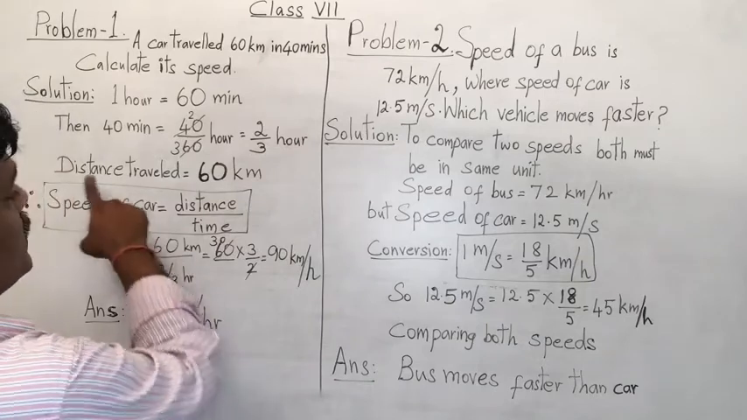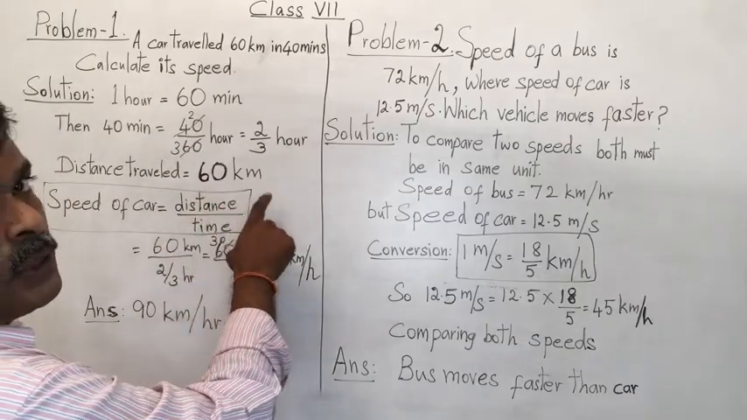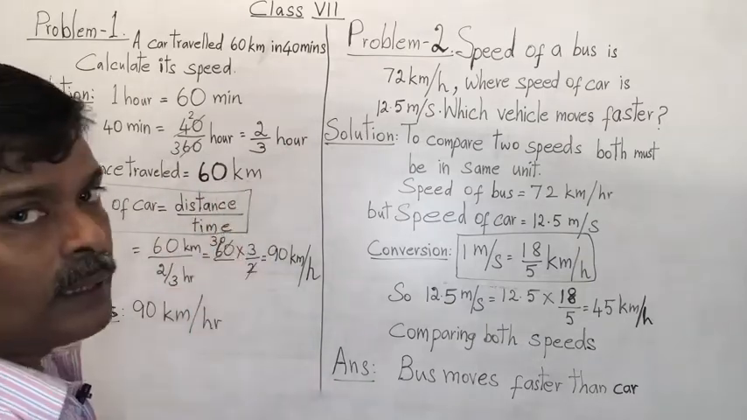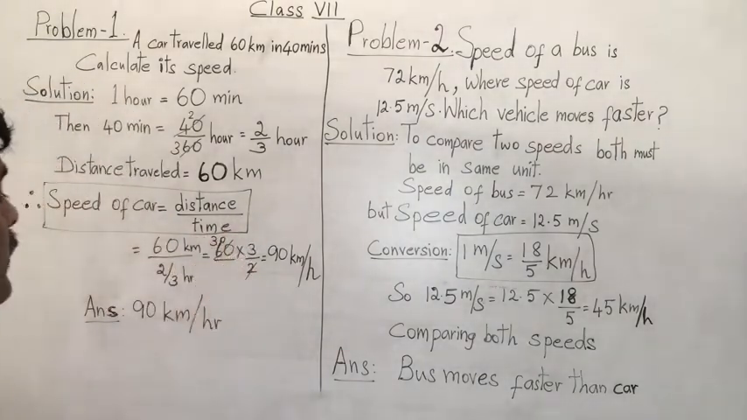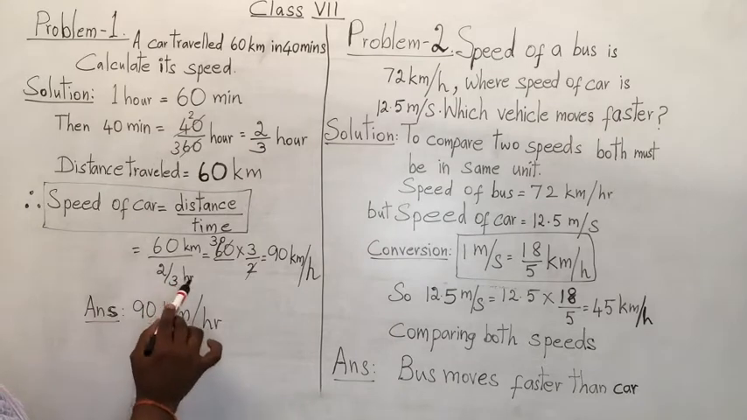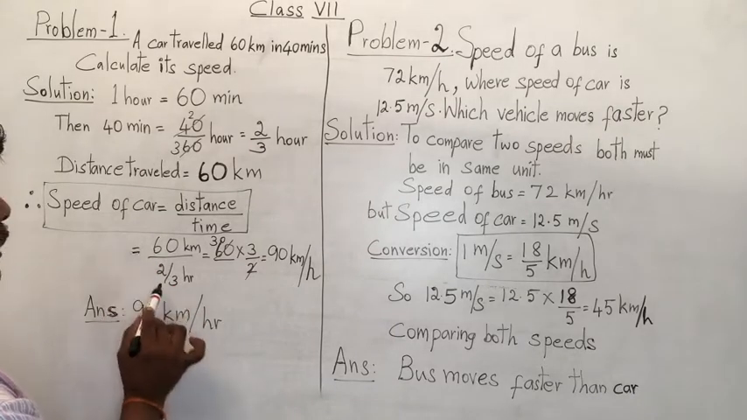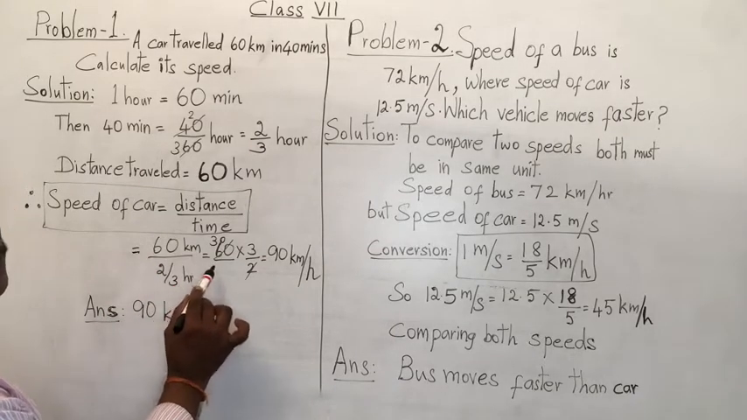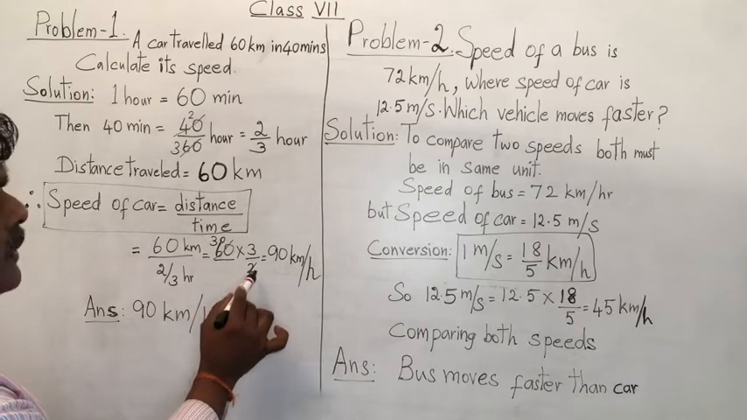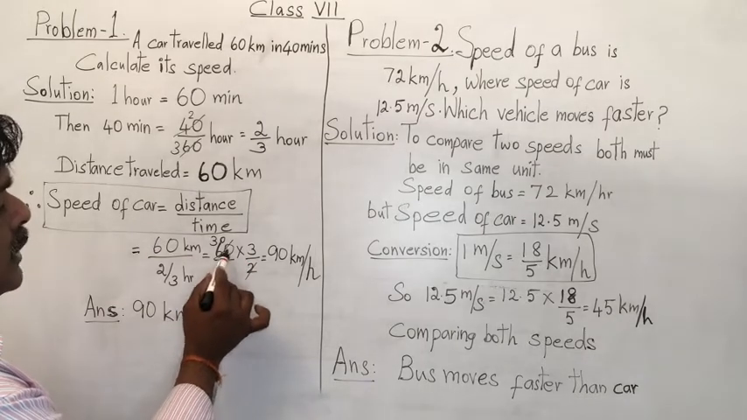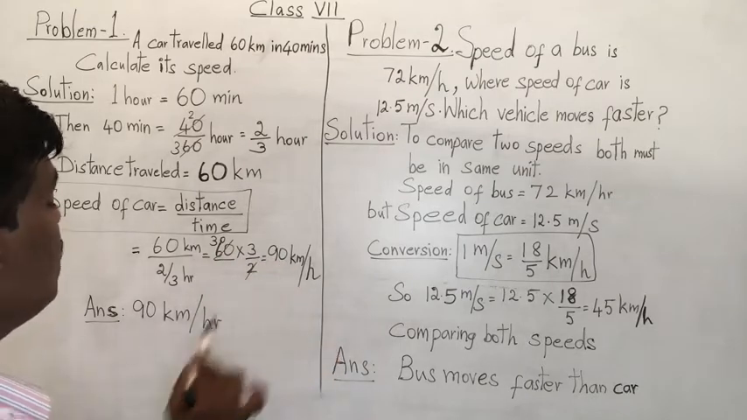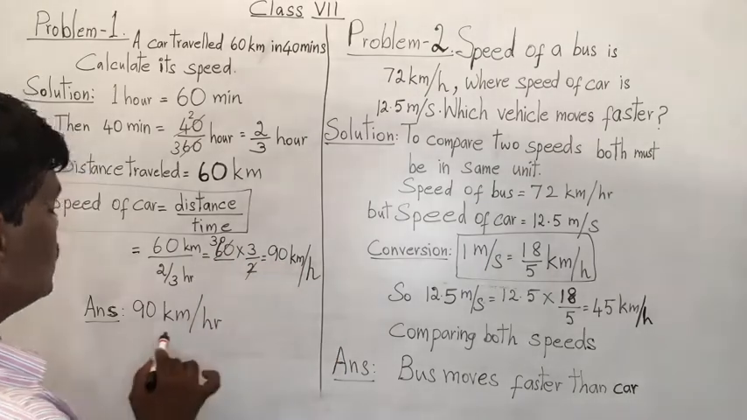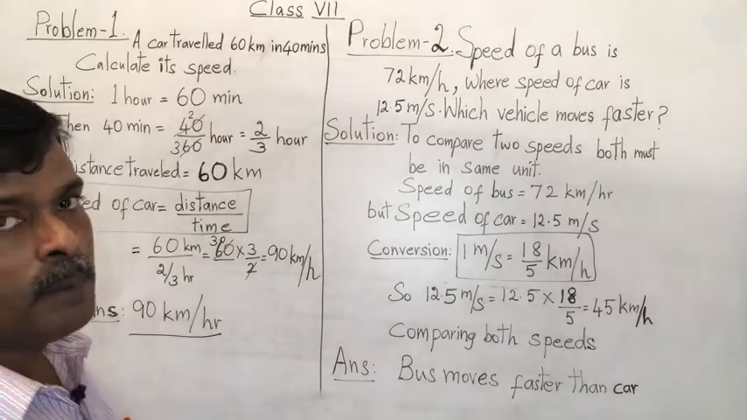Next, distance traveled is equal to 60 kilometer. Then the formula: speed of car is equal to distance by time. Then we have 60 kilometer divided by 2 by 3 hour, which is 60 into 3 by 2. After cancelling, we get 30 into 3, which is 90 kilometer per hour. So the answer for that question is 90 kilometer per hour.